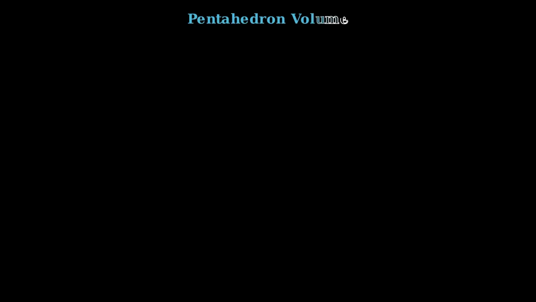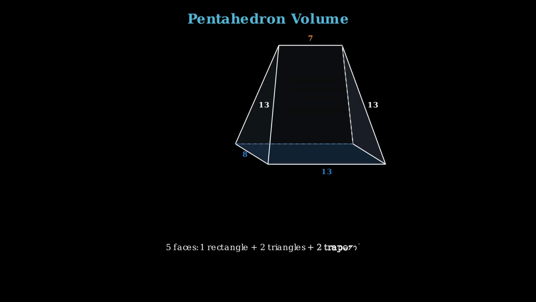Welcome. This problem asks for the volume of a pentahedron, a solid with exactly 5 faces. The base is a 13 by 8 rectangle. The top is not a face but a single edge of length 7, running parallel to the 13 unit sides of the base, and centered over it. This shape is sometimes called a wedge or roof solid.